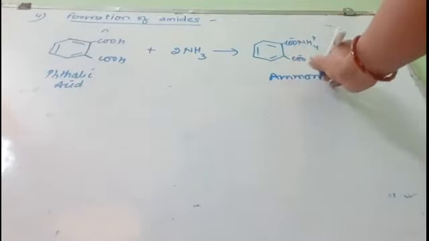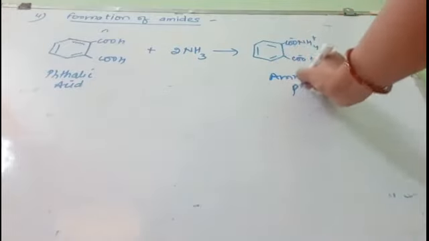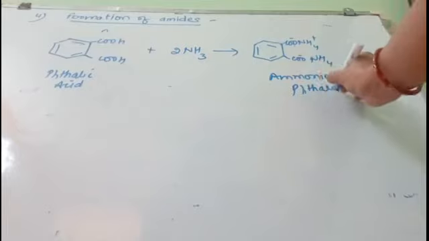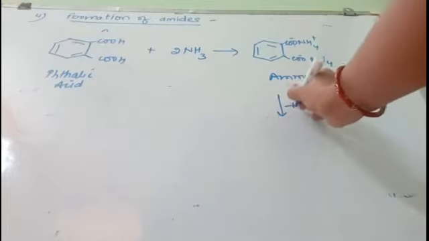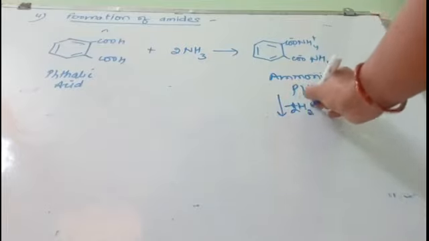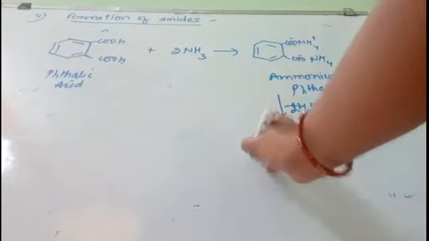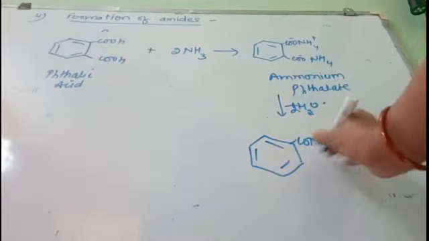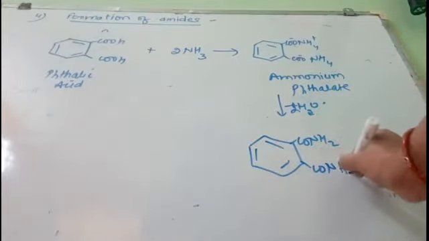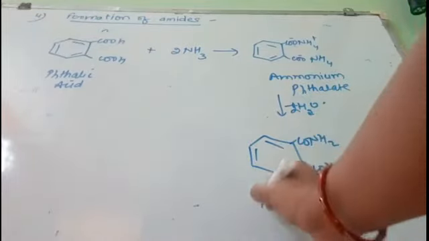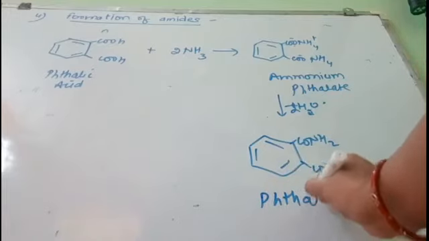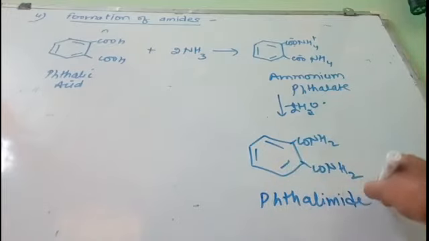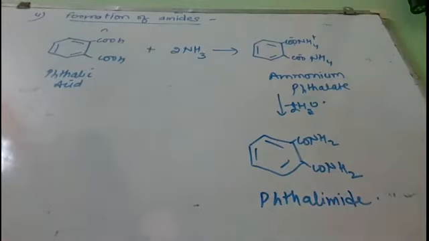This is ammonium phthalate. Heat it, it will lose 2 molecules of water. Phthalimide will be formed. So phthalimide will be formed. So in this way you can convert the carboxylic acid into amides.